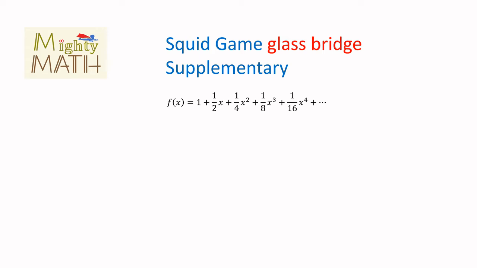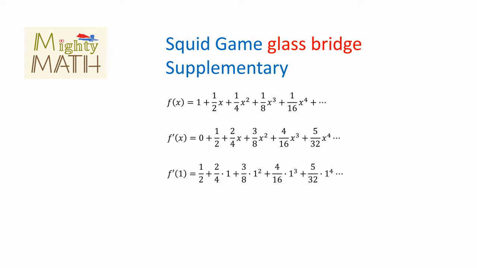We get 1/2 plus 2 divided by 4 times x plus 3 divided by 8 times x to the power of 2 plus 4 divided by 16 times x to the power of 3, and so on. If we place 1 in the derivative, we get 1/2 plus 2 over 4. We can ignore all the ones. Plus 3 over 8 plus 4 over 16 plus 5 over 32, which is actually the expression we worked out for the average number of steps a player gives information about when trying to cross the glass bridge.